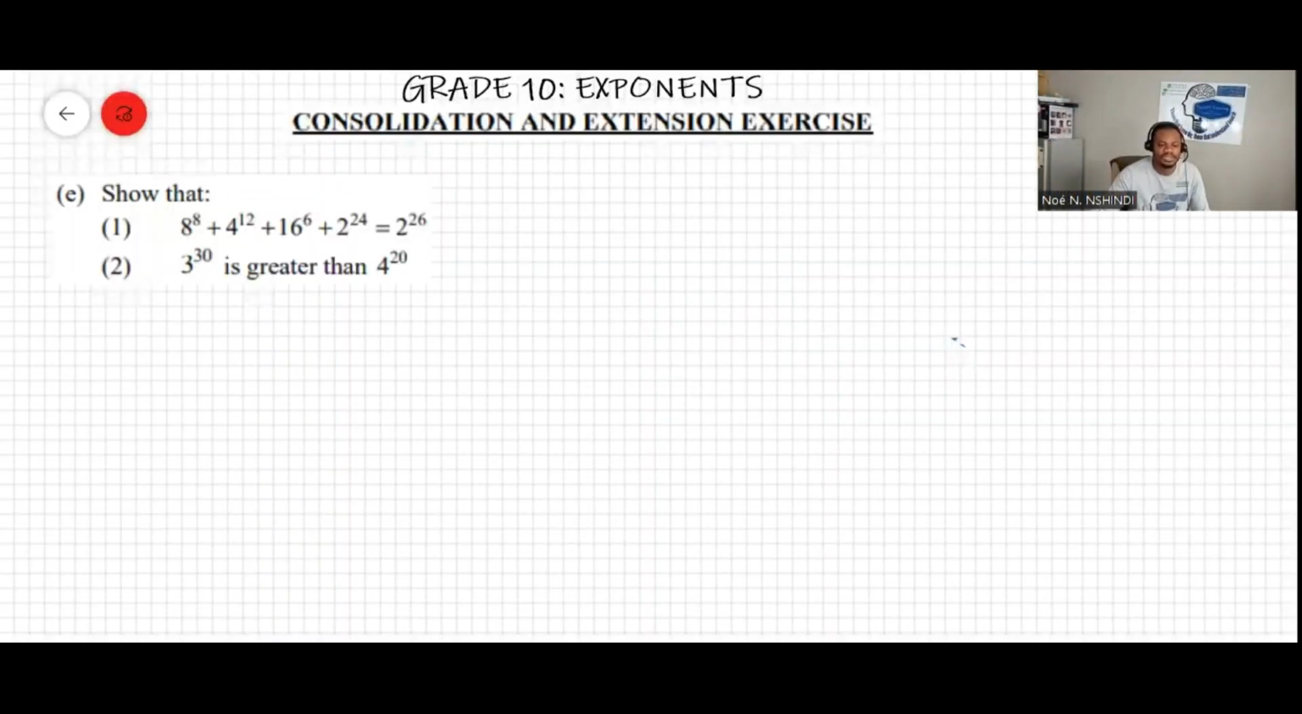Now we have question E. The question says to show that this expression here is equal to 2 to the power of 26.